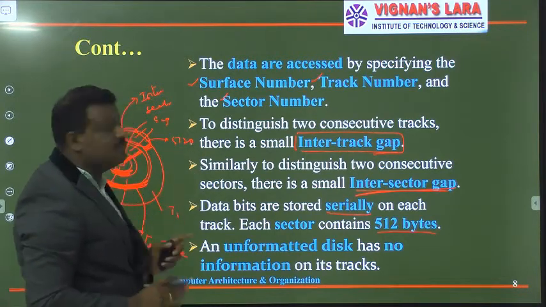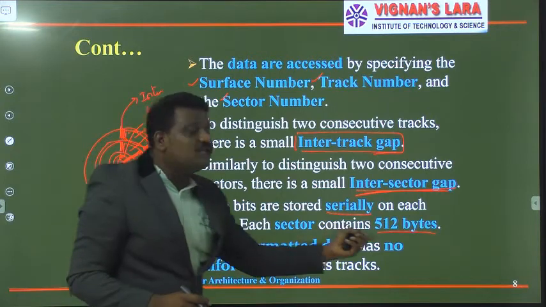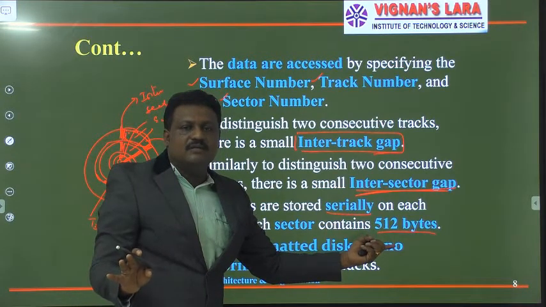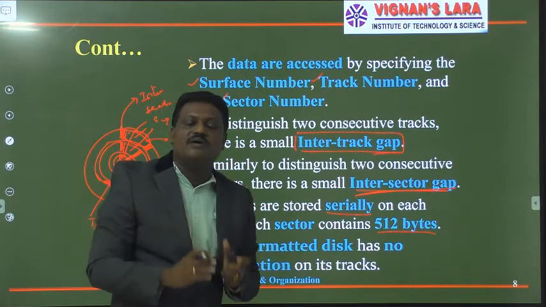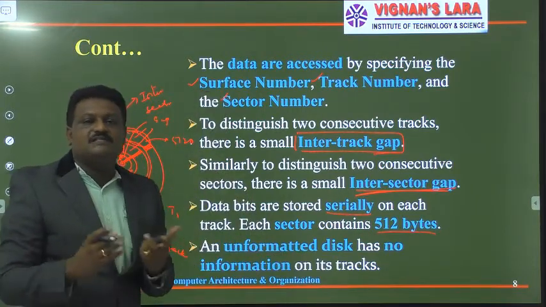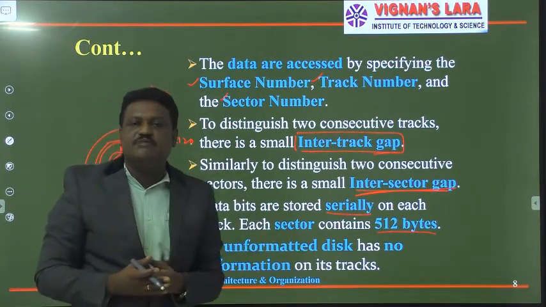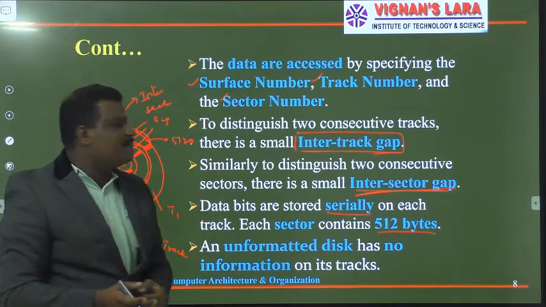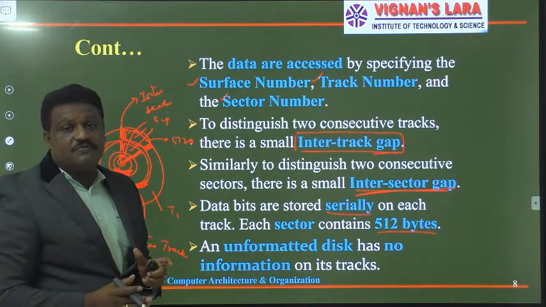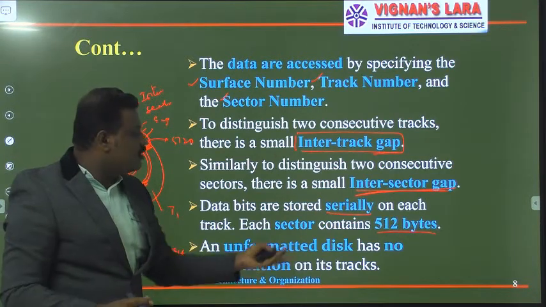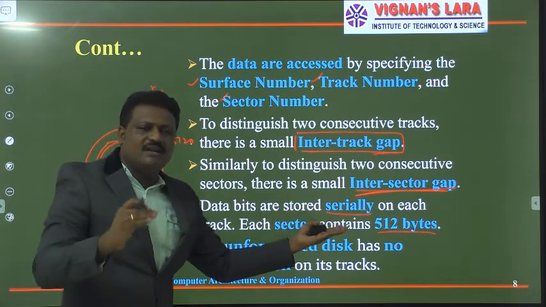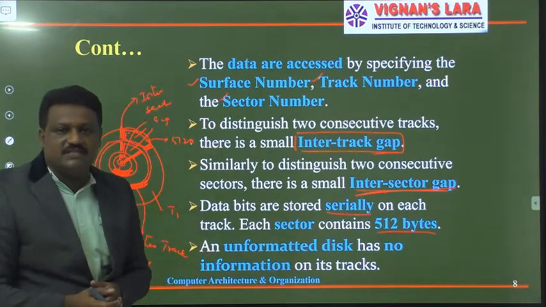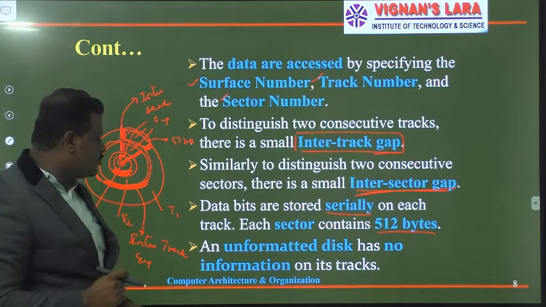Nowadays, each sector contains more than this number also. The number of bytes we can store on each and every sector varies. On most occasions, it is 512 bytes. But nowadays, due to advancement of technology, each and every sector of a magnetic disk can hold not just 512 bytes. The value may be greater than 512 bytes. So you have to keep that in mind.